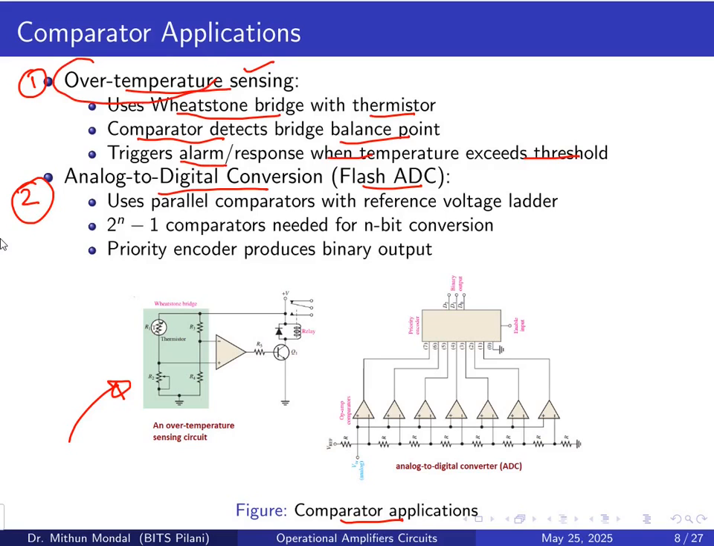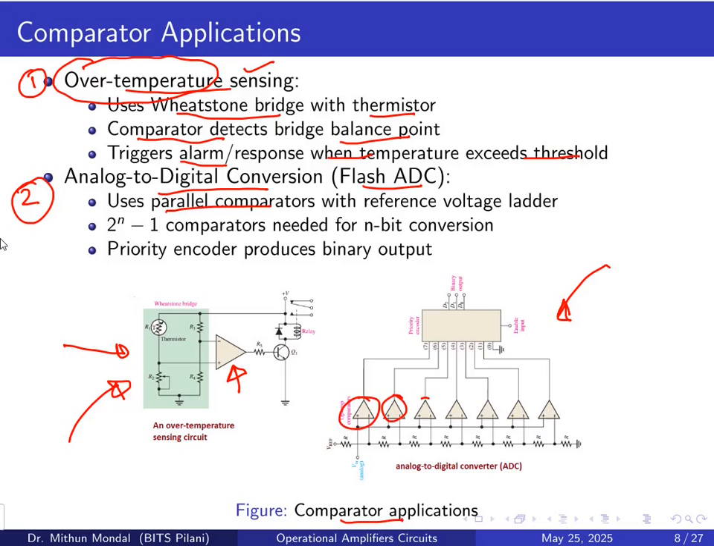So whenever we need to sense over temperature, we can go with this type of comparator network, where you have basically the op-amp as one of the devices, which is the application of the op-amp circuits in the form of a comparator. The other one is basically the analog to digital conversion, where you have parallel comparators.